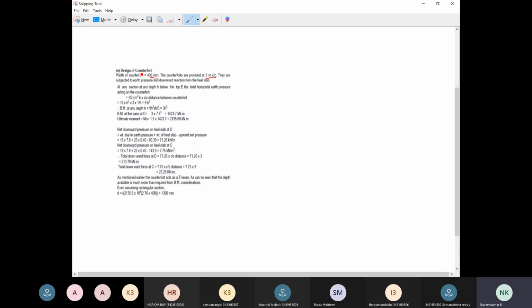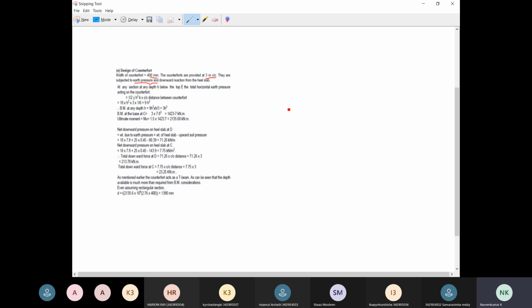The counterforts are subjected to the earth pressure. Earth pressure is nothing but the soil, which is termed in other words as earth. So the soil and the earth are the same. There will be a soil mass, and the soil mass tends to apply the load on the wall. So that is the earth pressure. Earth pressure will be there.